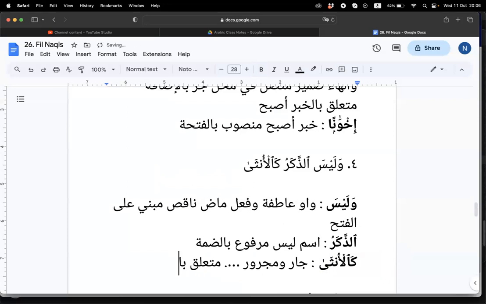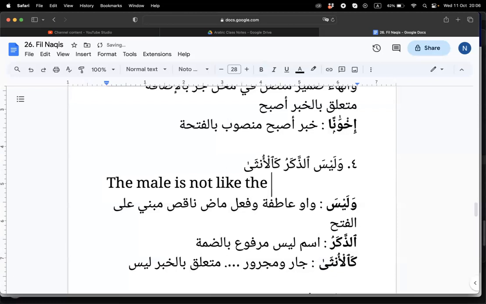Muta'alliq to khabar laisa. Very good. Can you translate? And it's not what and is not? The zikir is... no, not this one. The zikir, lakar, fatah, lakar, zakaru, male. The male is not a word... the male is not like the female. Exactly. Correct. Okay. So this one, the male is not like the female.